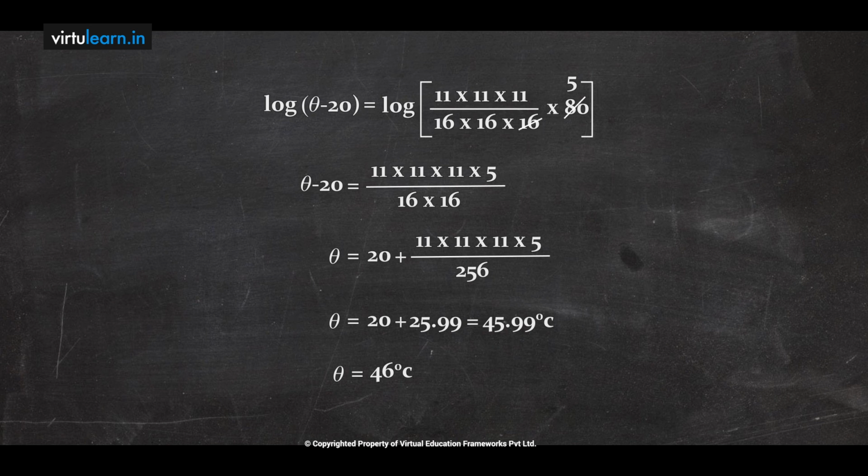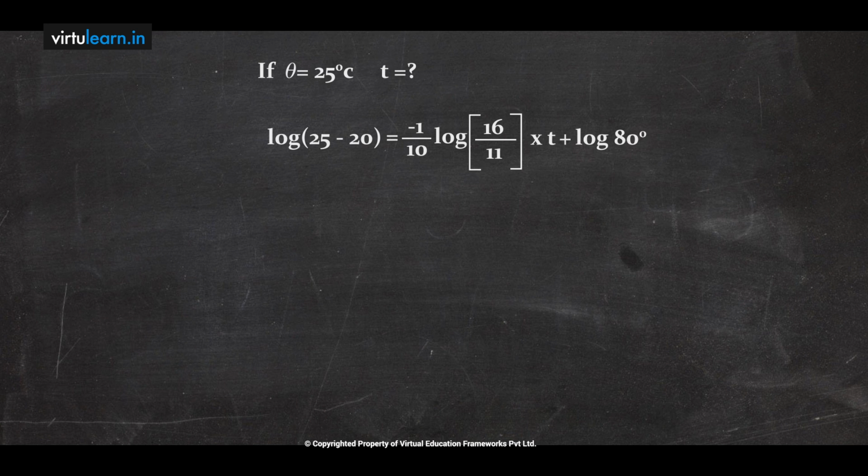Now, another part, the second part is also available here. When will the temperature be 25 degrees centigrade? Means, if the temperature of the body is 25 degrees centigrade, then what is the time? Then, I am writing here in mathematical notation, theta equals 25 degrees centigrade, then t equals question mark. Then log of 25 minus 20 equals minus 1 by 10 k value, this is log of 16 by 11 into t plus log 80.